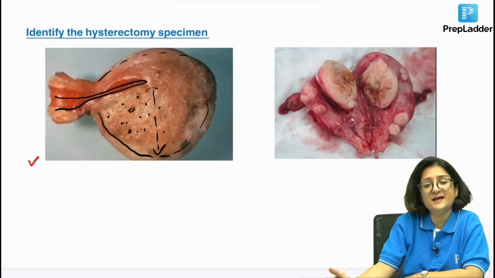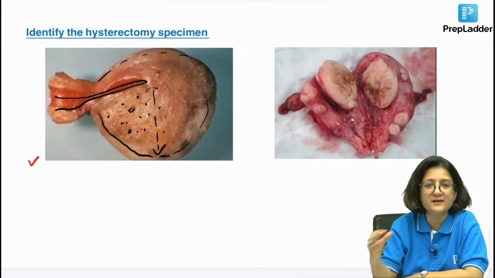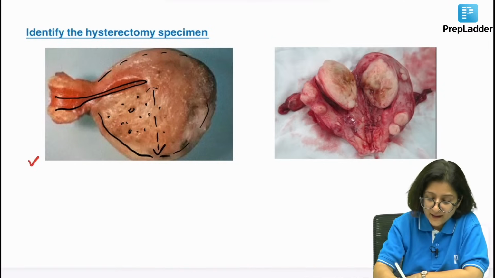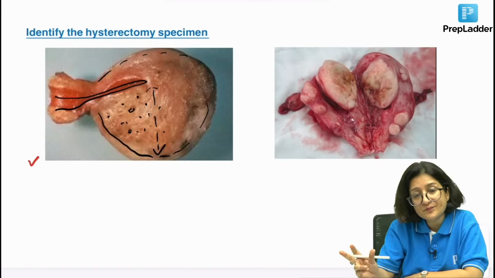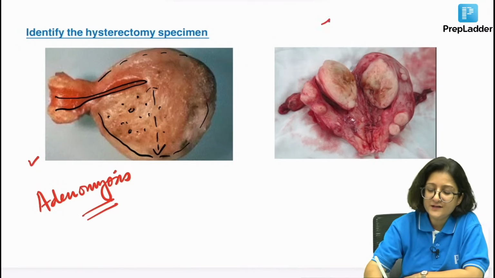Glandular hyperplasia is also there, myometrial hyperplasia is also there, but there is no clear-cut tumor or anything. There is no whorled appearance. That is why the two are kept side by side so that you can compare. Okay, this is adenomyosis. And on the right is fibroid.